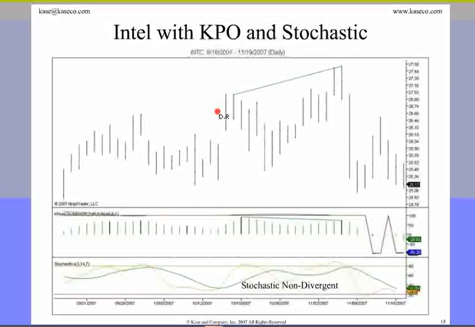In this case, we have Intel on a daily chart. This is with the Kase PeakOscillator and a slow stochastic. The Kase PeakOscillator is on top. This is an indicator, again plotted as a green histogram. In this case, the darker black lines show shifts in momentum. And then there's a blue and a red line called the peak min and peak max line. In this chart, they're fairly close.